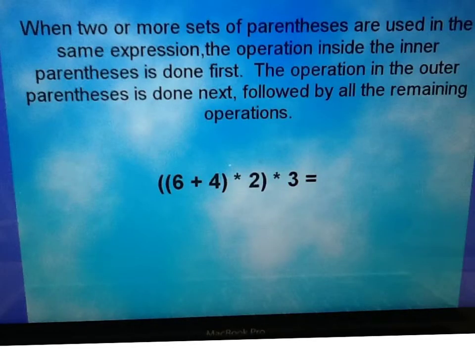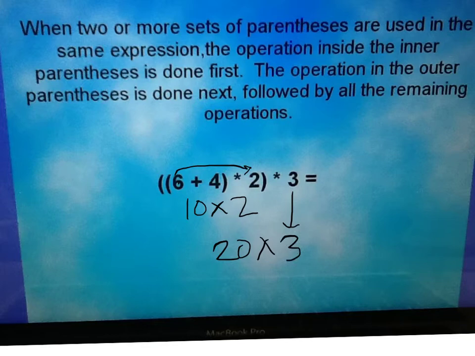If you ever get an example of nested parentheses, you should always do the innermost first, work on the outside, and then work left to right. So in this example, if we were to step through a nested parentheses problem, 6 plus 4, which is going to be 10, then we're going to work our way outward and do times 2, which is 20. Then we are going to multiply by 3 to get 60.